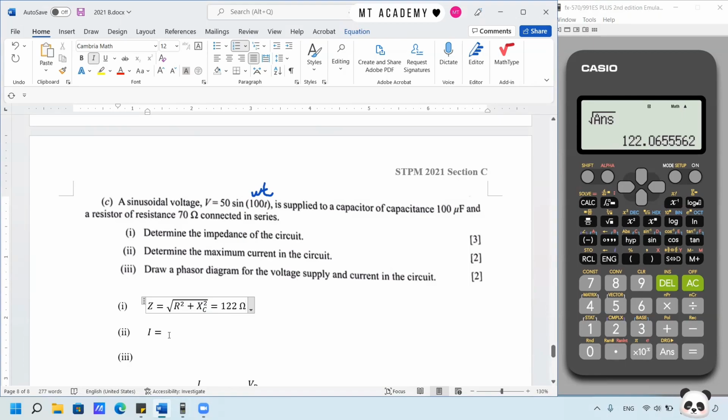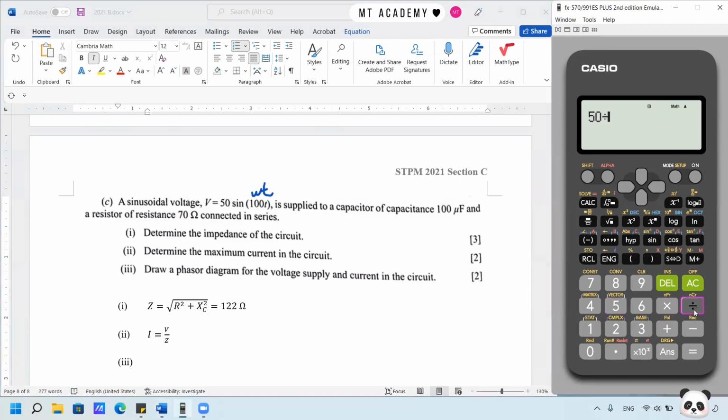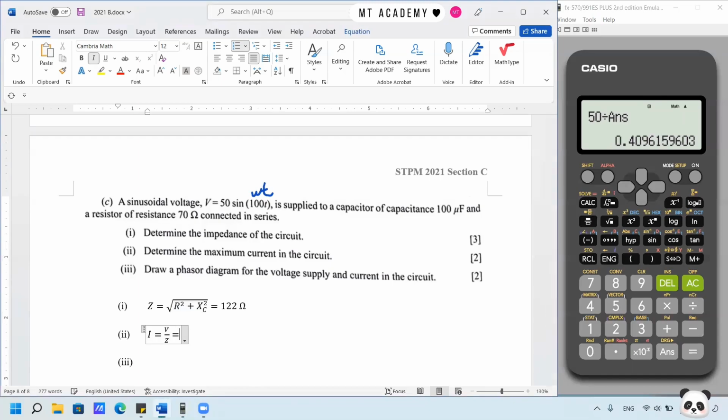Next, determine the maximum current. We just apply I is equal to V over Z, from V equal to IZ. We have the peak voltage as 50 divided by the impedance, so you will get the peak current as 0.41 ampere.